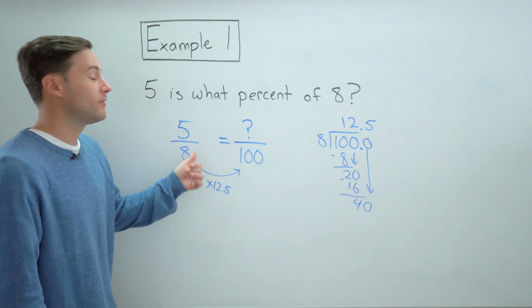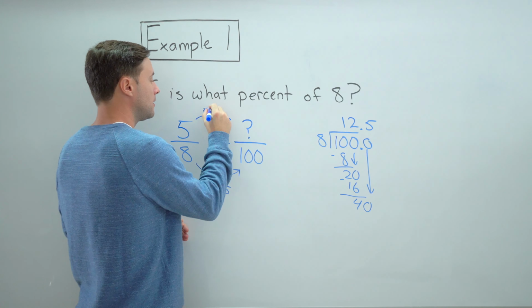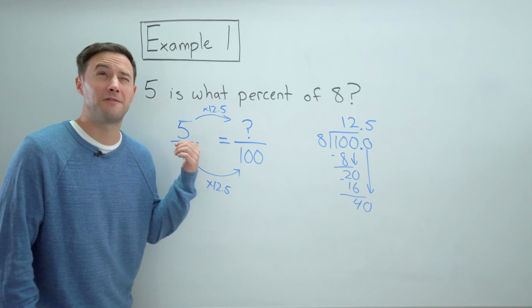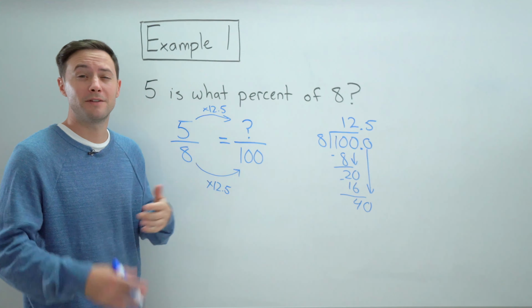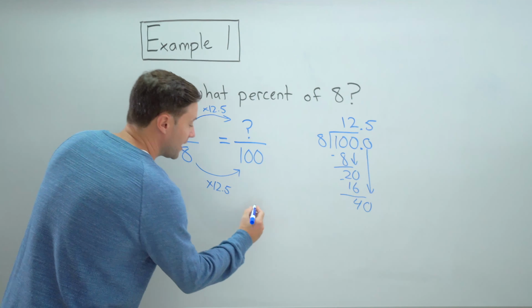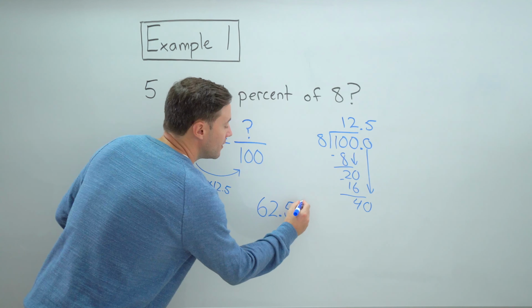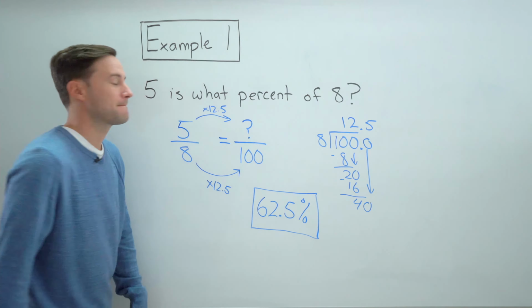which means if I do that to the denominator, I need to do the exact same thing to the numerator, times 12.5. And let's see, 5 times 12 is 60. 5 times 0.5 is 2.5. Add them together, and we should get 62.5%. Here's one to try on your own.